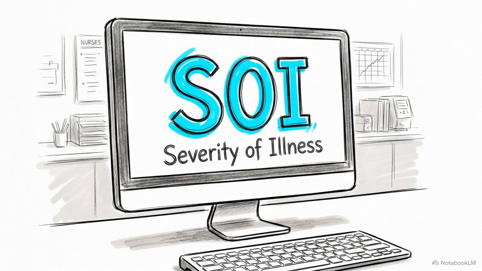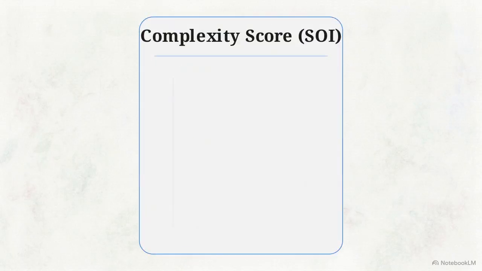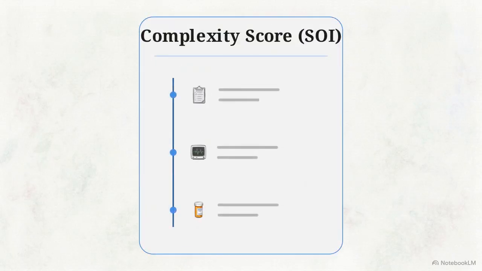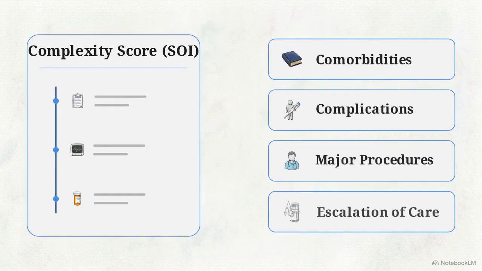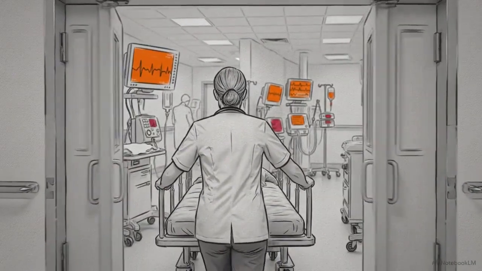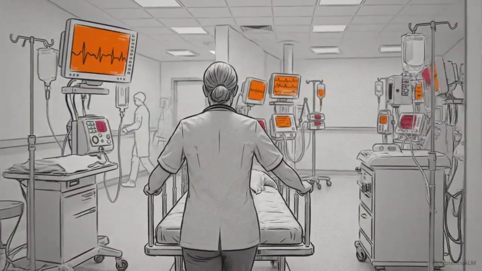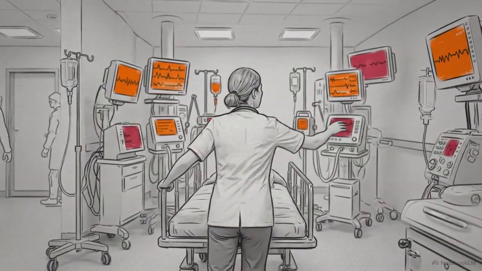That's why we have the second code, SOI. If the DRG is just the title of the stay, the SOI is the storyteller. It provides the complexity score for the admission. The system calculates the score by looking for 4 specific details: underlying comorbidities, new complications, major procedures, and any escalation of care, like an emergency move to the ICU.